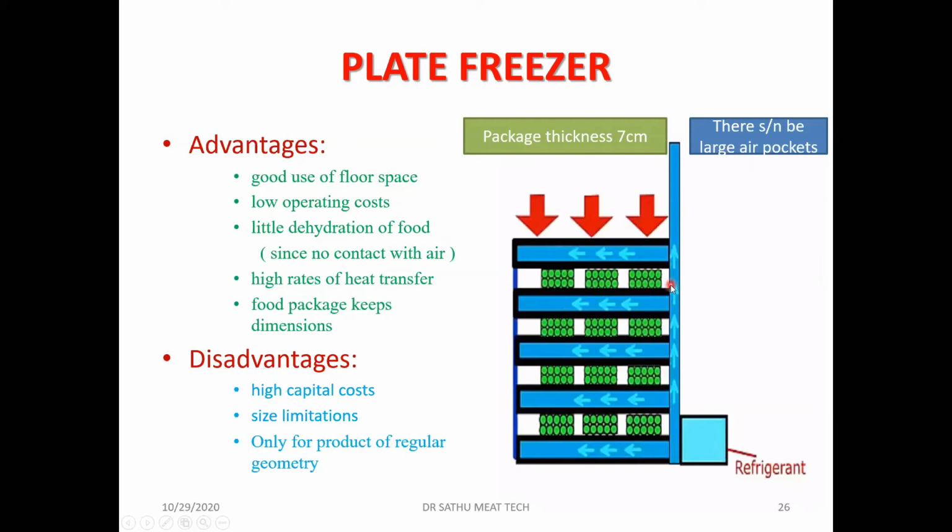The disadvantage is high capital cost. Capital cost is high. Size limitations. That's what I told, it should have uniform size products only. We cannot go beyond certain limits. We can go only with products of regular geometry. That is, the size should be uniform, and the shape should be uniform.